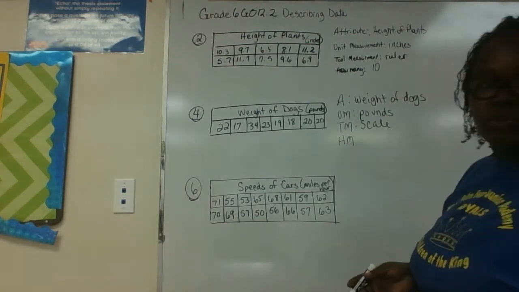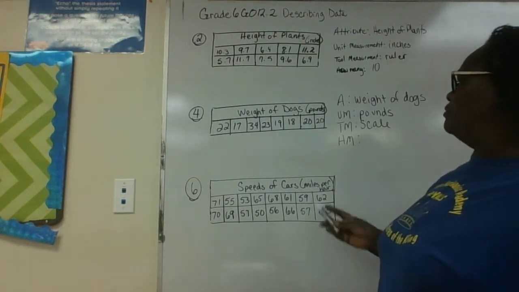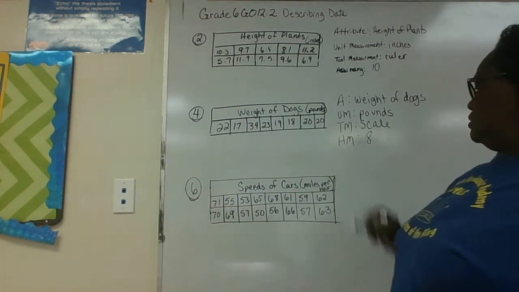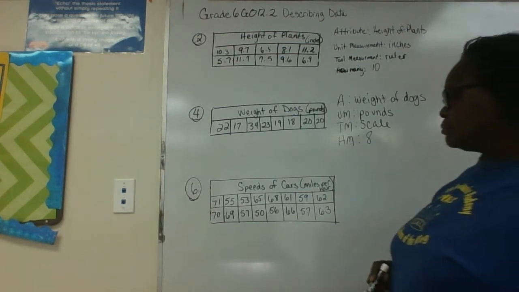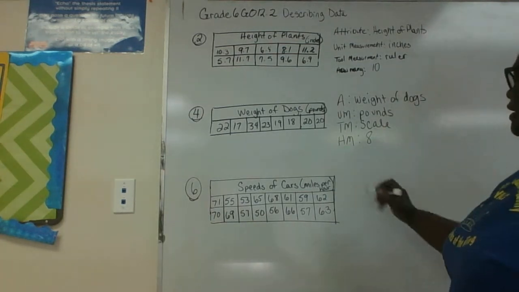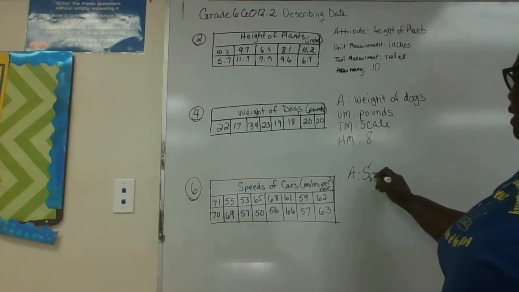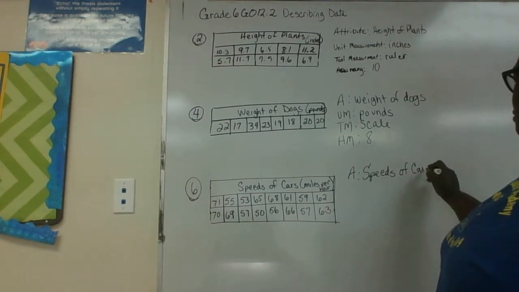It's almost like writing a story. And how many dogs did we get the pounds on? 1, 2, 3, 4, 5, 6, 7, 8. 8 dogs. All right, number 6 is a little different, but we're going to do it this way anyway. What are we talking about? Speeds of cars. That's the attribute.